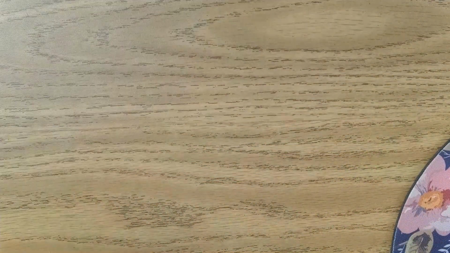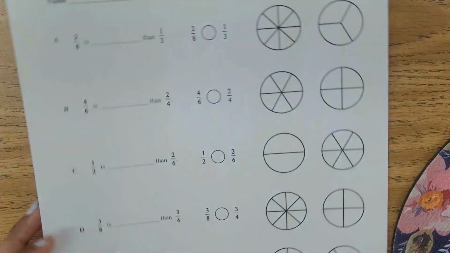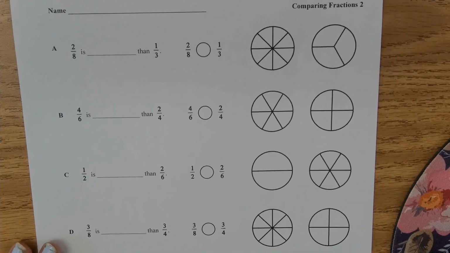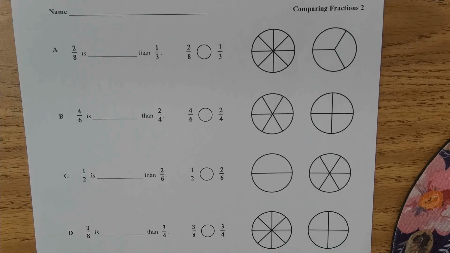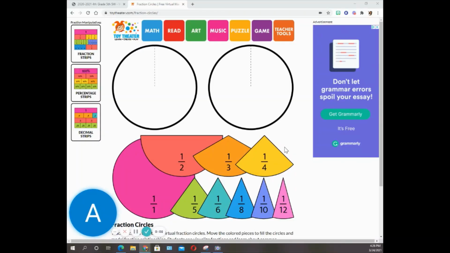So let's go ahead and look at a. This is comparing fractions 2. So we're looking at letter A, and I want to show you 2/8 and 1/3. So let's go ahead and build that. I'm going to build 1/8, we have 2/8, and then I'm going to show 1/3. I want you to look at these two pieces. Just by looking at these two pieces, which do you think is greater? I believe 1/3 looks like it's greater.